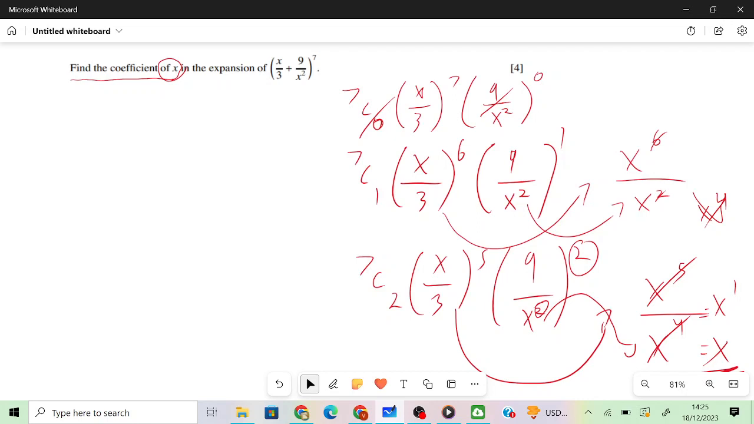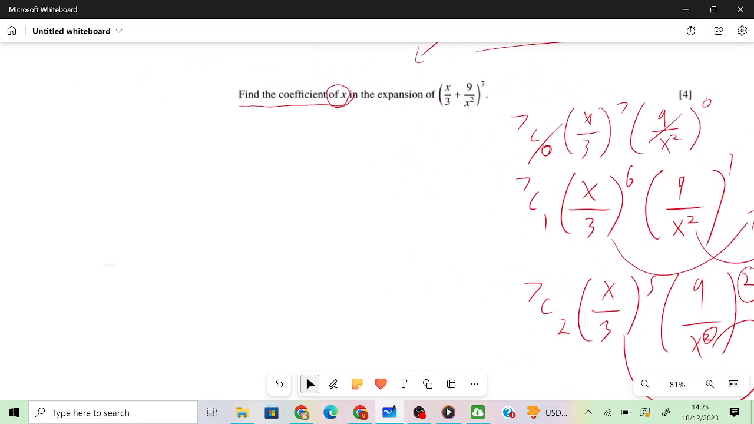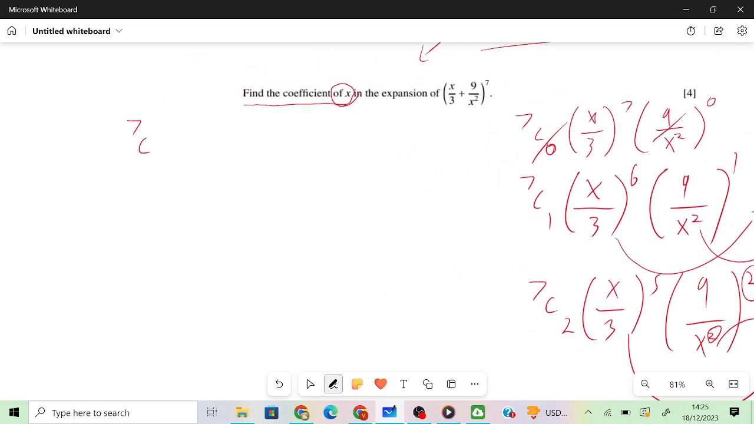So you can see, before your answering starts, you need to know which one to go ahead and start with first, and in this case it's 7 combination 2, because that's the only combination that's going to give us the power of x to be 1, which is x. So we have 7 combination 2 into x over 3 to the power 5 into 9 over x squared to the power 2.